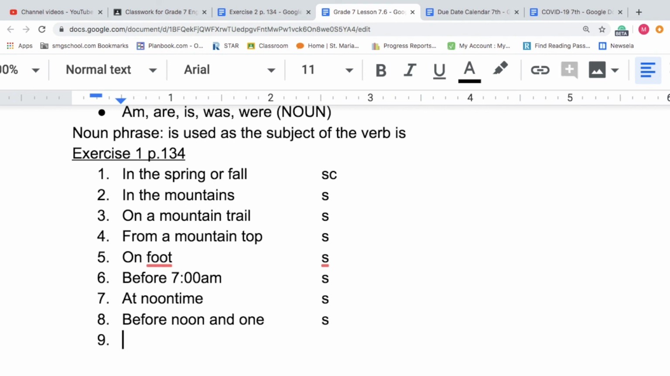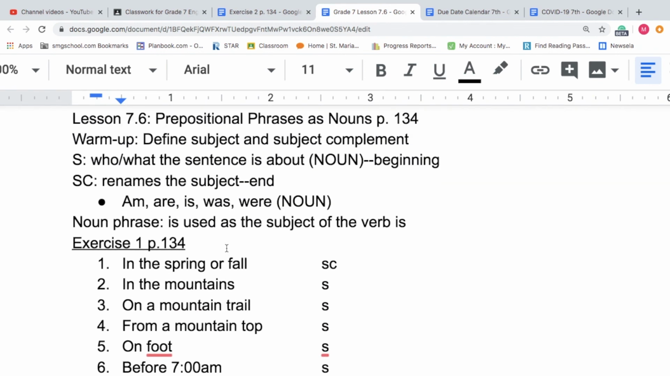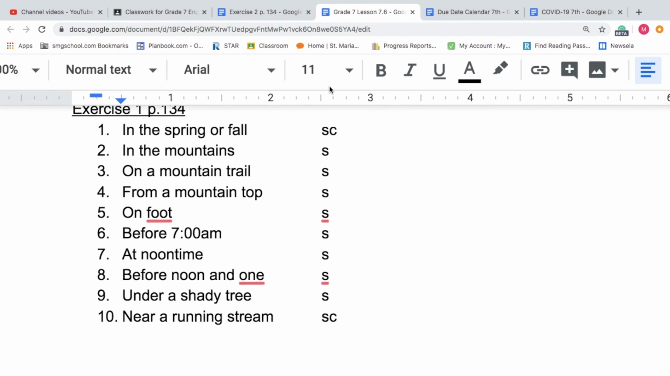Number 9, under a shady tree is a perfect place to relax. Under a shady tree. Beginning of the sentence, subject. And number 10, another fine place is near a running stream. Near a running stream. That's at the end of the sentence, subject complement. They didn't really give you a ton of practice of subject complements. That's a bummer. So go ahead and complete exercise 2 on Google Classroom and let me know if you still have questions.